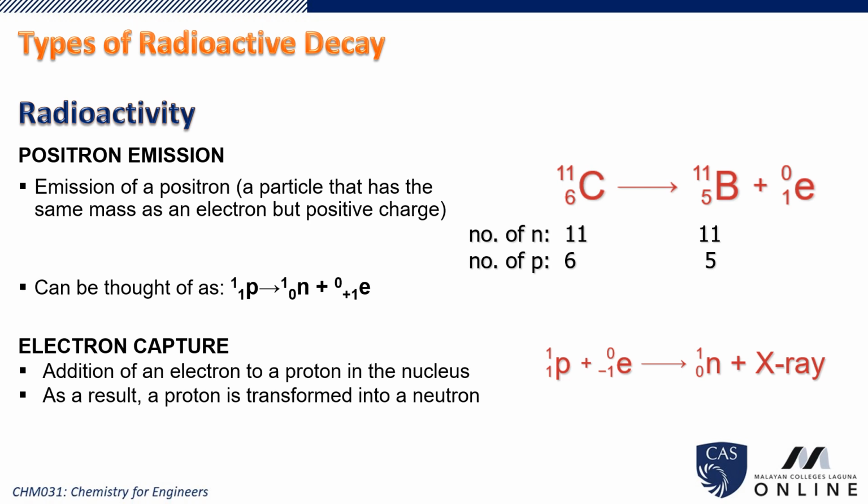Next, we have electron capture. In this case, an inner electron is absorbed by the nucleus. A proton is converted into a neutron. Again, the mass number remains the same, however, the atomic number decreases by 1. This is another way for unstable nuclei to adjust their proton to neutron ratio.